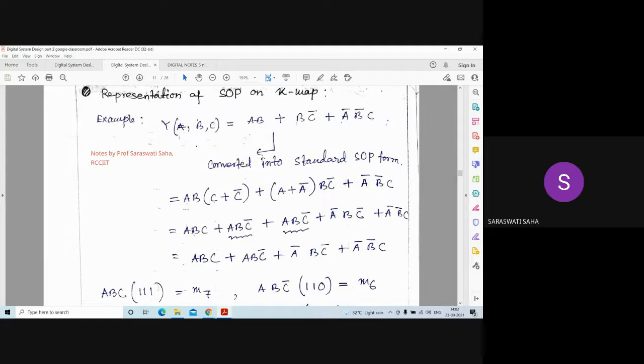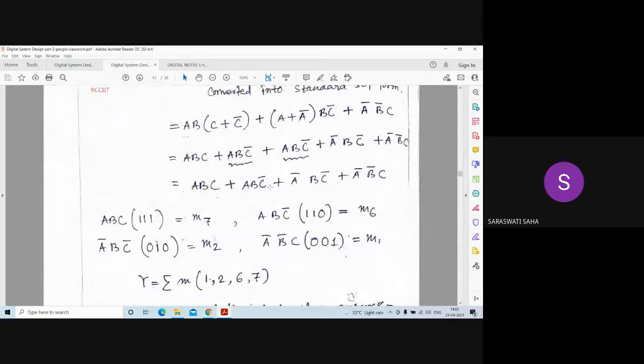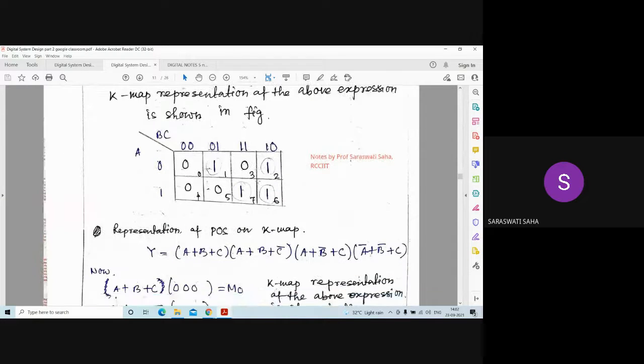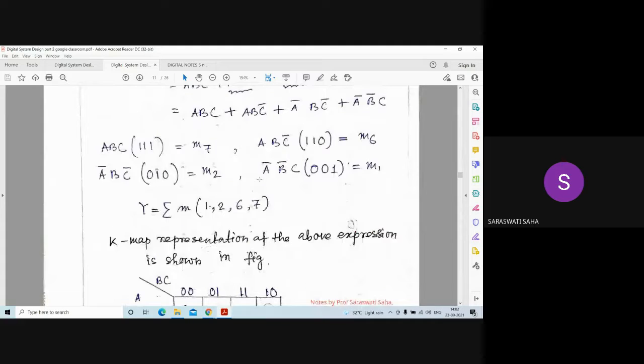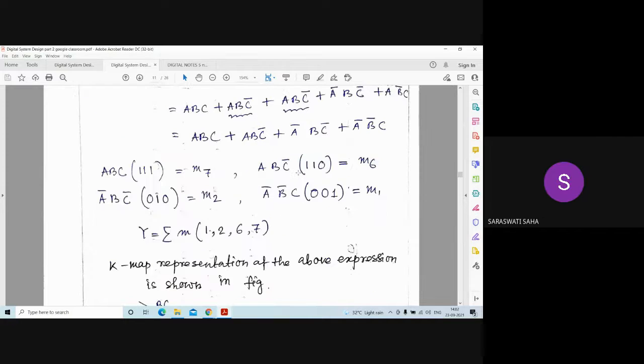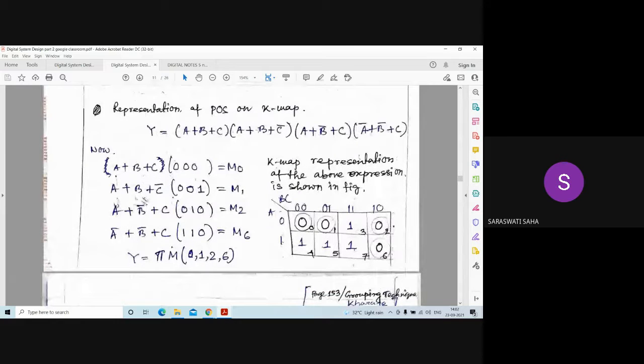Okay. Now, this representation you know, na? Just skip this part. Representation, ma'am, of sum of product on K-map and representation of product of sum on K-map. I hope you know this value. Yes, ma'am.